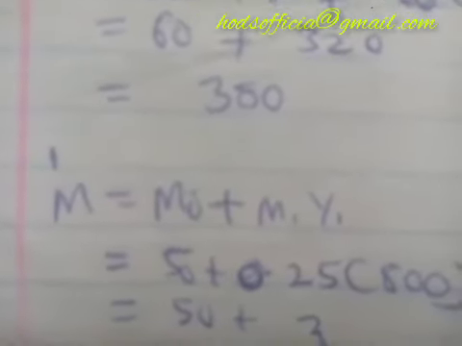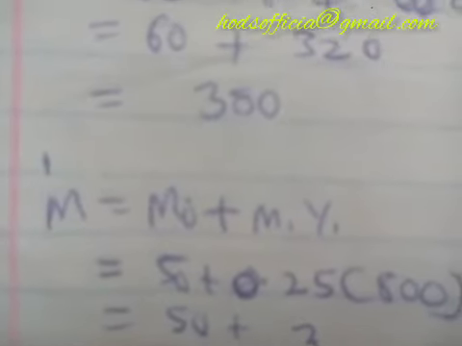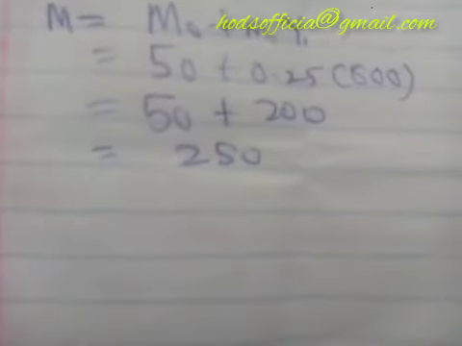So M is M0 plus M1Y. So our M0 is 50 plus M1 is 0.25, Y is 800. Now 0.25 times 800 is 200. Now 50 plus 200. So our import is now 250.